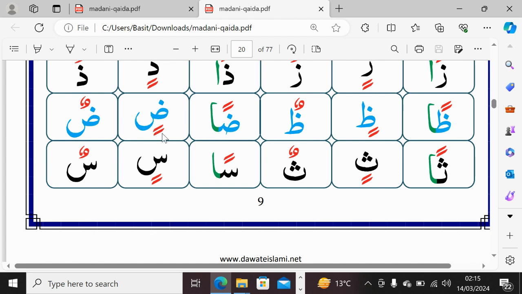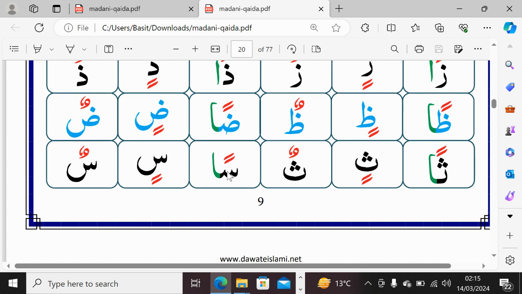Dal two zer din. Dal two pesh dun. Dan din dun. Tha two zabar than. Tha two zer thin. Tha two pesh thun. Than thin thun.